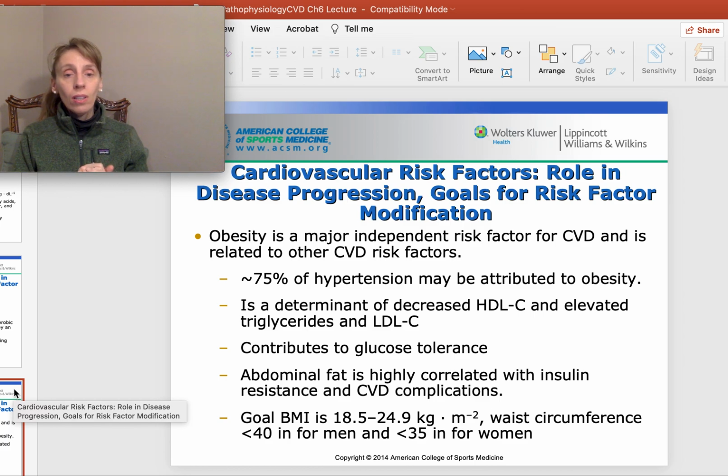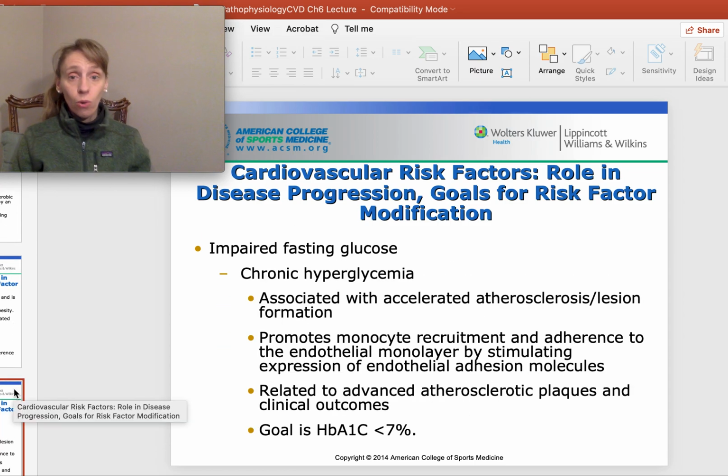Anyways, our goal is to look at both their BMI and their waist circumference, right? Men need to be under 40 inches, women under 35 inches. That's our waist circumference. A BMI less than 25 is the goal.